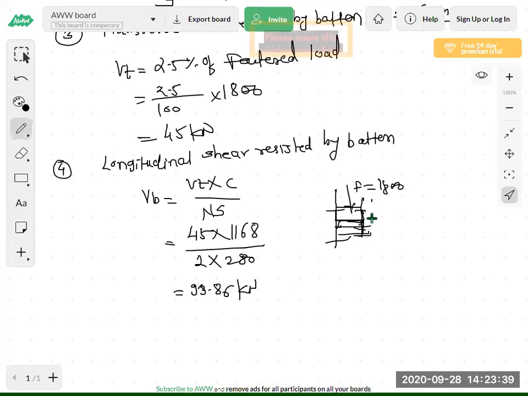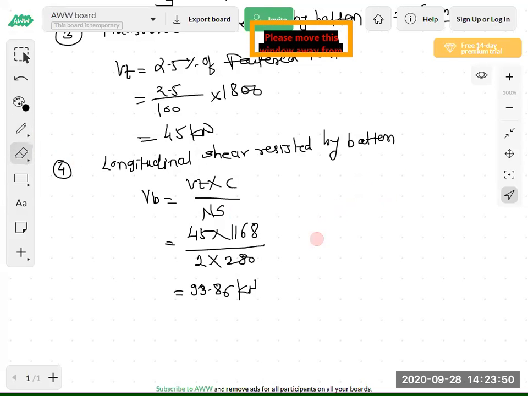So longitudinal, along the length, the load coming is 93.86 on the batten, because we are designing and calculating the forces on the batten only. Okay, now next number 5.